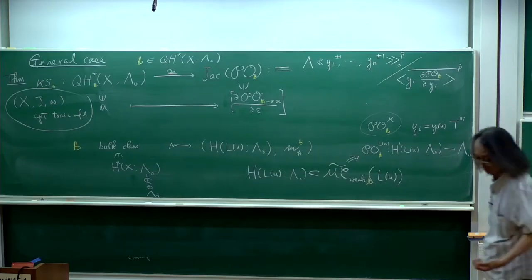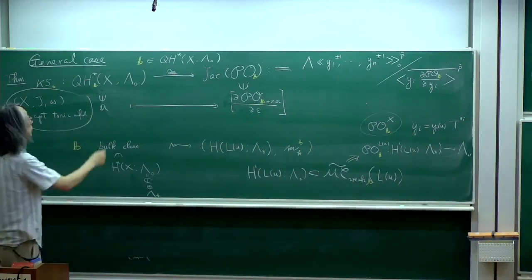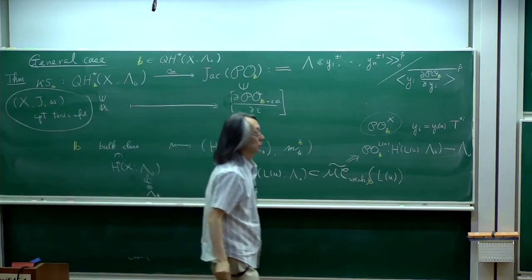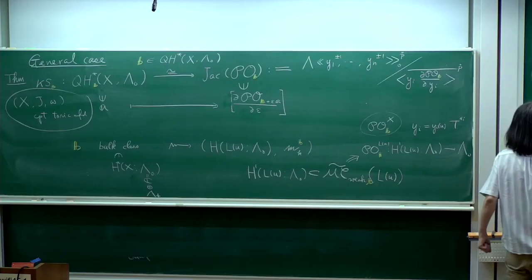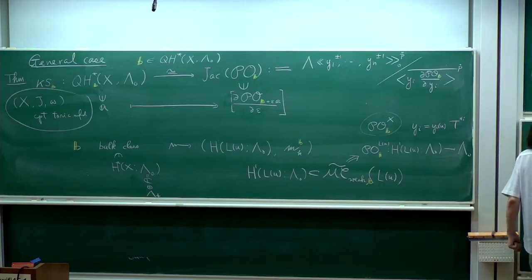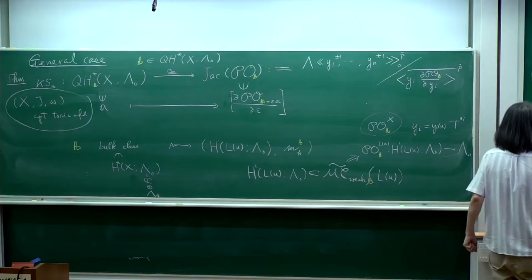So maybe I just recall a little bit about this quantum cohomology, even after these bulk deformations. So maybe big quantum cohomology. So this is just a general story. Let (X, omega) be a closed symplectic manifold.